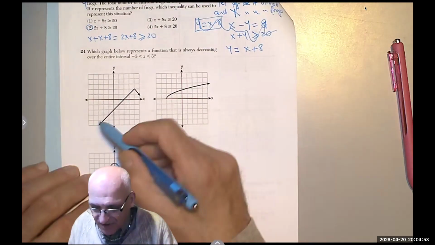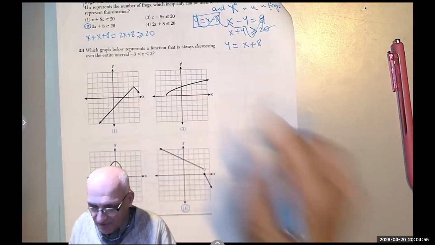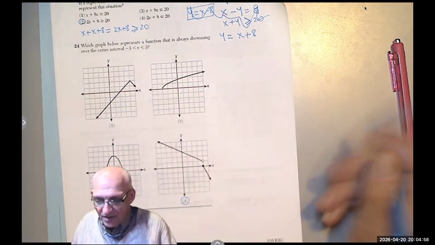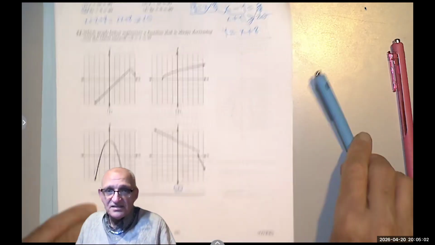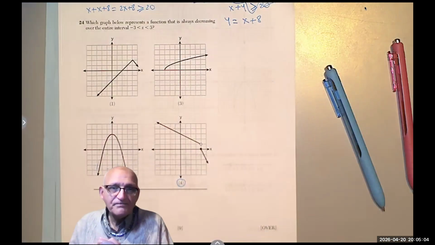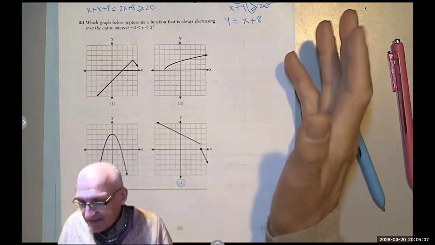The other two, sometimes they go up. Once they go up, you stop. Go up, stop. Go up, stop. So it has to be this one. But you can see it's decreasing all the way. Alrighty, so that's the end of the first part.